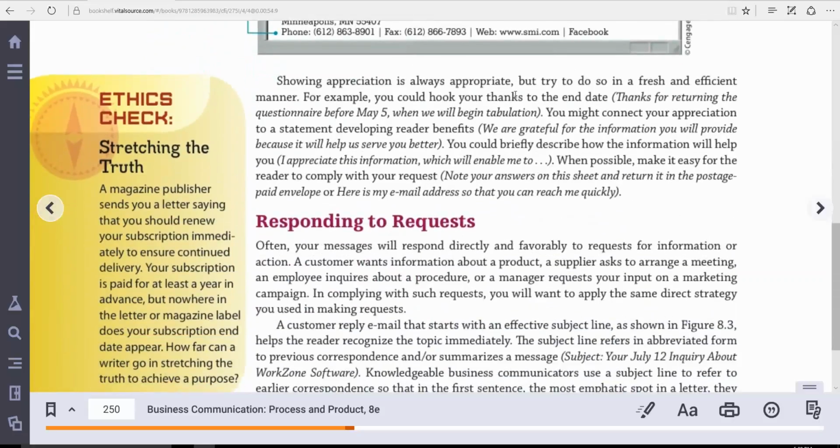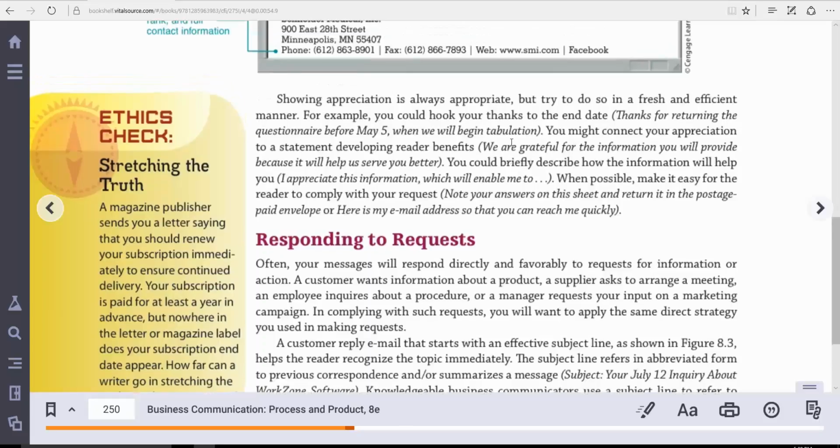Showing appreciation is always appropriate, but try to do so in a fresh and efficient manner. For example, you could hook your thanks to the end date. Thanks for returning the questionnaire before May 5th when we begin tabulation. You might connect your appreciation to a statement developing reader benefits, where you're grateful for the information you will provide because it will help us serve you better.